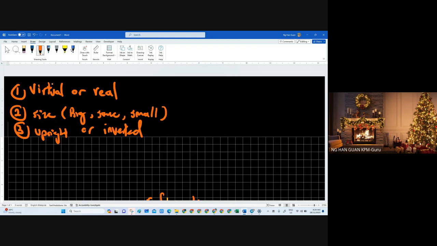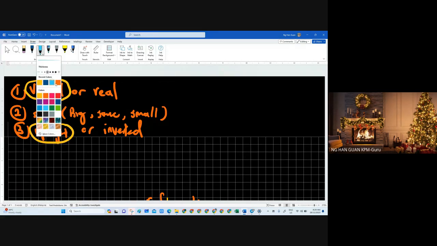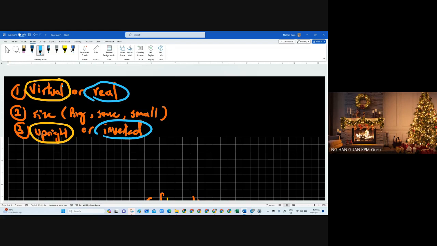Regarding these three characteristics of the image, there is one thing you can memorize, if you want to. Remember: virtual, always upright. Real, always inverted. Virtual always pairs with upright. Real always pairs with inverted.